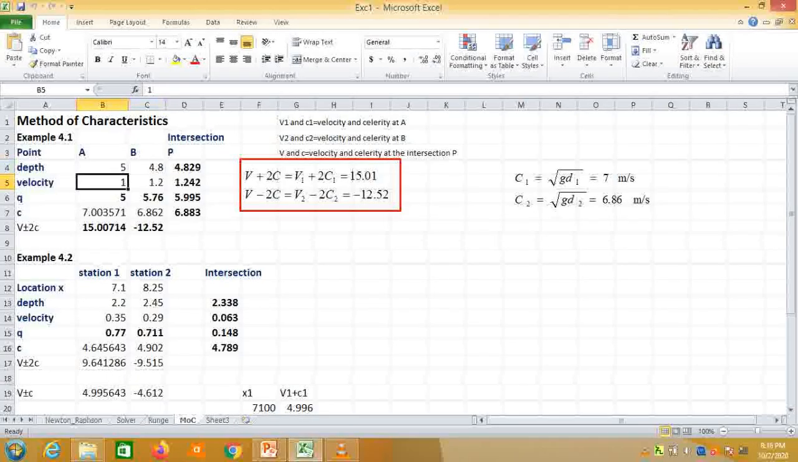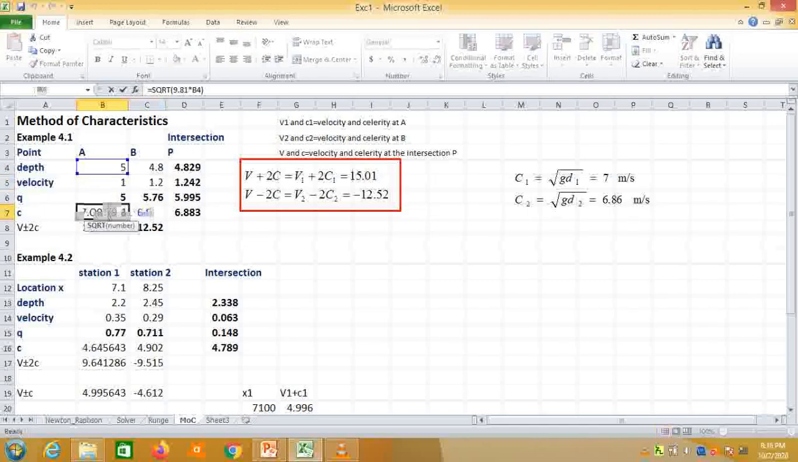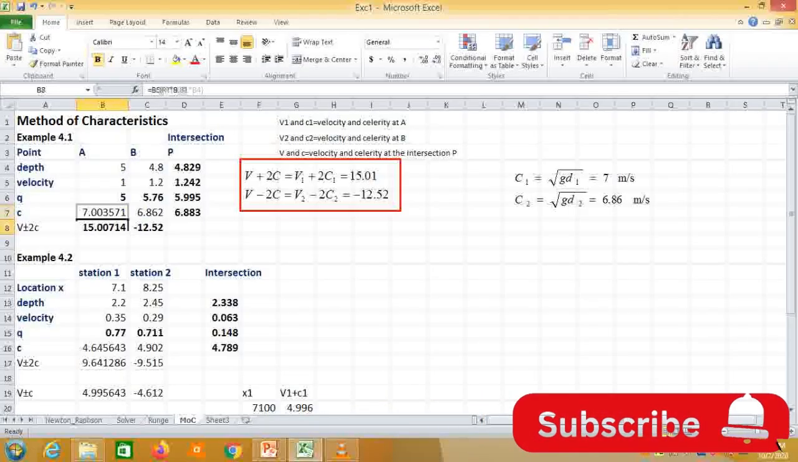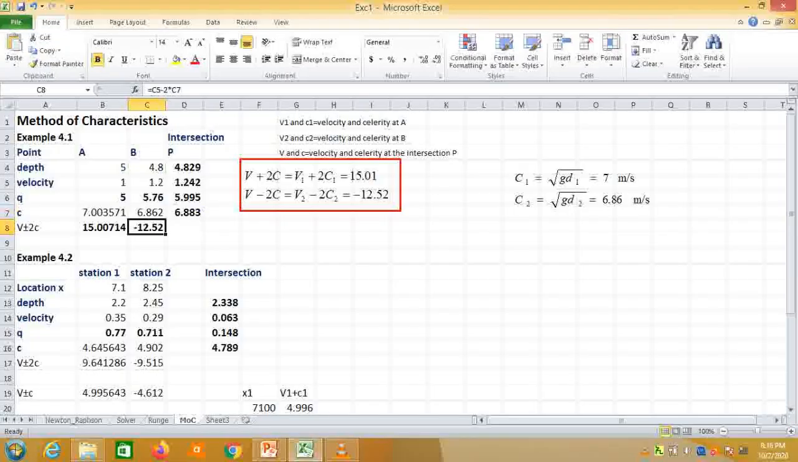Given the depth, you can easily calculate the celerity: square root of 9.81 times the depth. And then I just calculate similarly for B. And then you can calculate V plus 2C for A. For A it is V plus 2C. But for B, since it's along the backward characteristics, it's going to be V minus 2C. So V plus 2C is, here is the V, plus 2 times that.